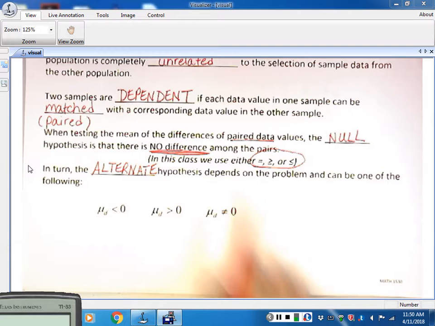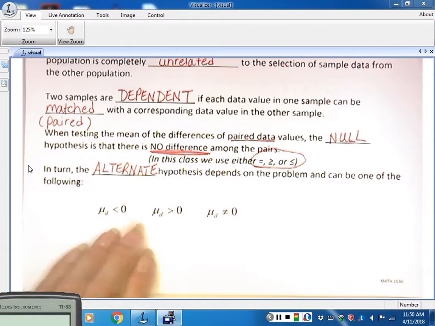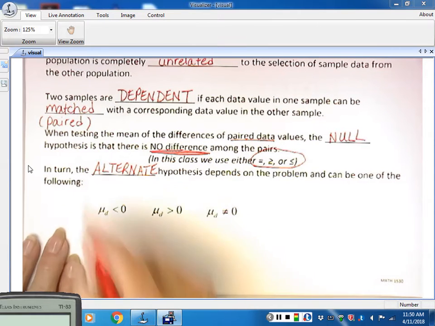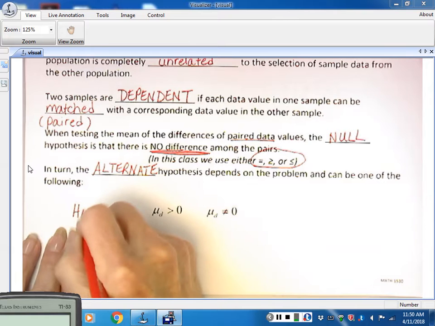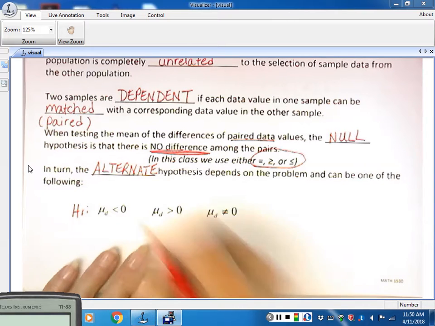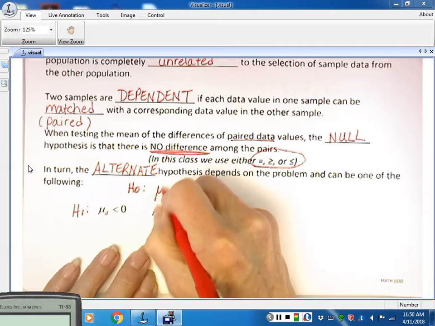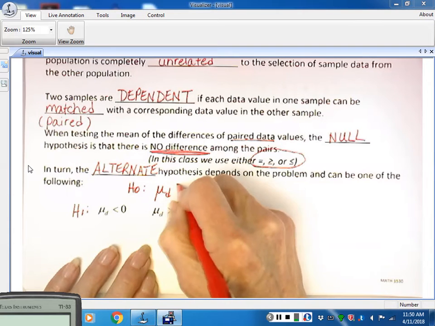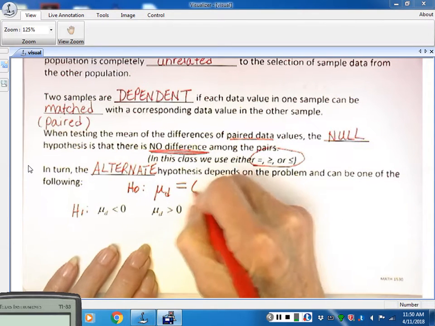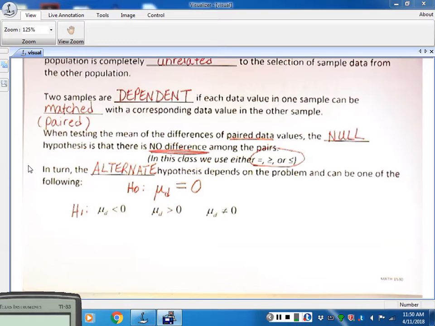So this is with paired data values, and since this would always be what your alternative hypothesis would let you choose from, your H0 basically is going to say the mean of the differences is equal to 0. Even though it may be that it's greater than or equal to or less than or equal to, the idea is that we're always going to have equal to.